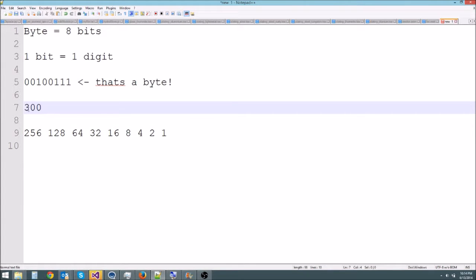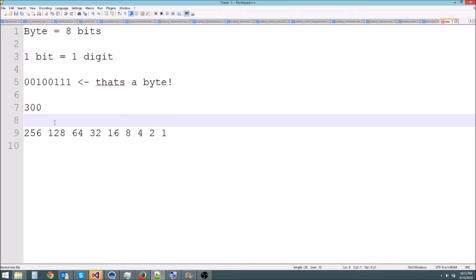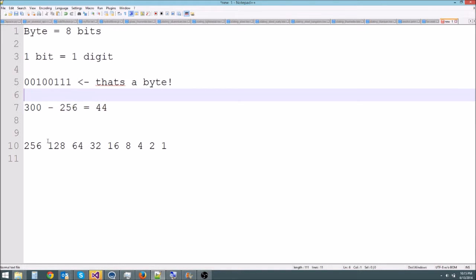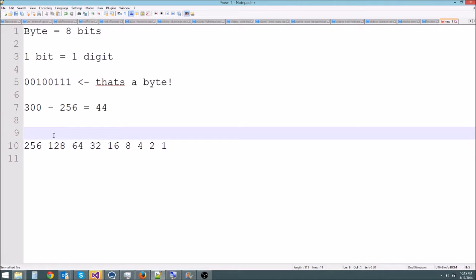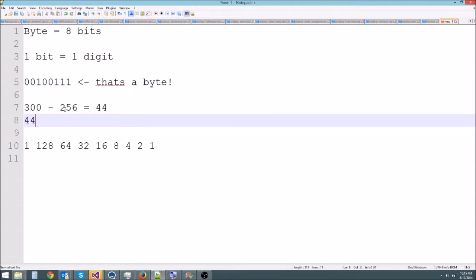So all we do is subtract by the biggest power of 2 in this list. In this case, it's going to be 256. So we're going to say 300 minus 256, and that's going to be equal to 44. Since we subtracted by 256, we put a 1 in its place, or we could put a 1 on top if you're doing this on a piece of paper. So I'm going to put a 1 here, and now we have a new number to subtract. Our next number is 44.